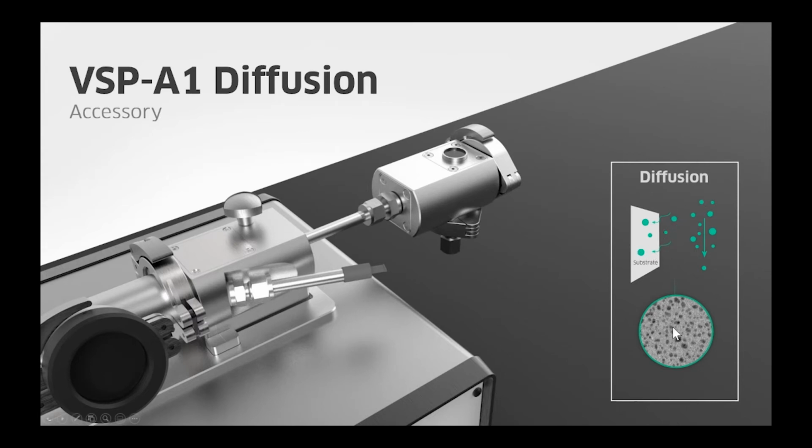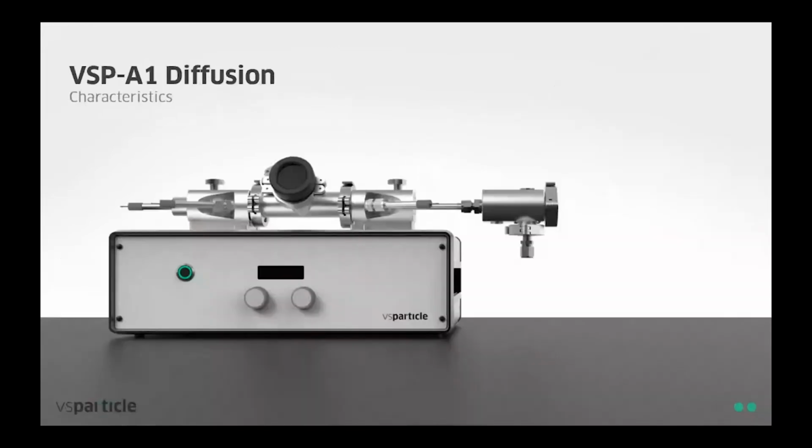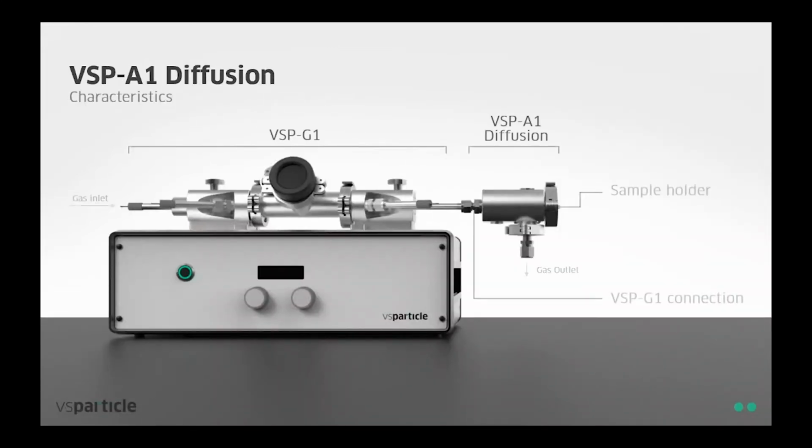And that's nice because then you have a low loading of your nanoparticles on your substrate. So you have the nanoparticles separated from each other. Another overview. Into the accessory, you have the sample holder. I will show you a little bit more about the sample holder in the next slide. And you have the gas outlet where the gas with the non-used nanoparticles is coming out.